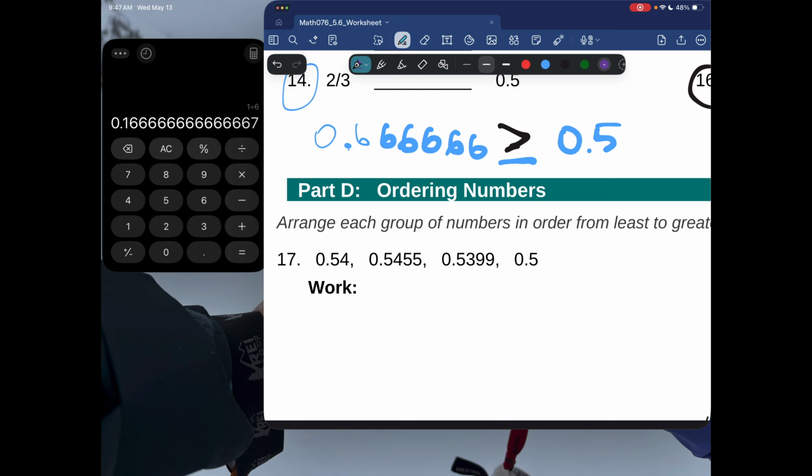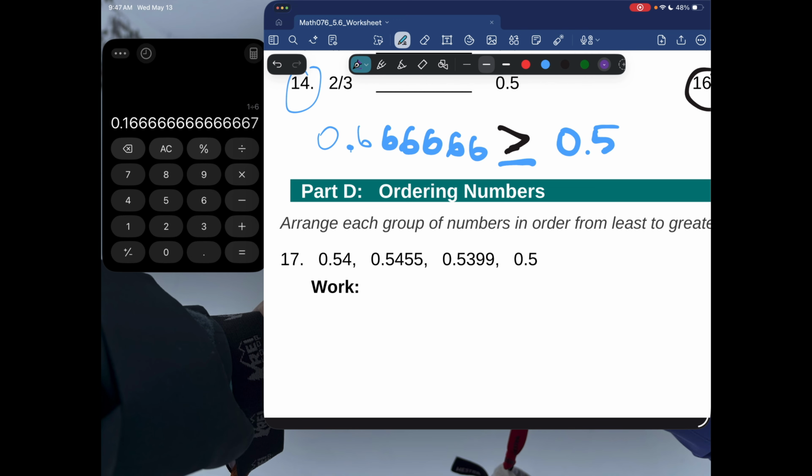Okay, it says arrange each number from greatest to least. When I'm looking at these, it's a little confusing because some of them are in thousands, some of them are in tens. So I'm going to show them so they all have the same number of digits.